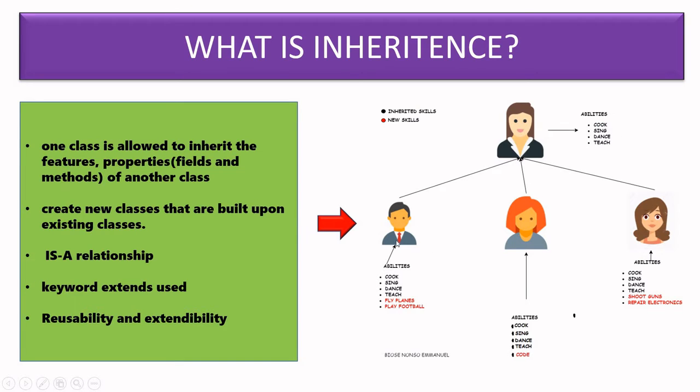Along with that, they also have some specific traits. Children number 1 is inheriting the property of his mother, and he also has some specific traits. Children number 2 is also inheriting the property of her mother, and she also has some specific property. Children number 3 is also inheriting the property of her mother, and she also has the ability of shooting guns and repairing electronics. So this is the way inheritance is practically implemented in our application and in your programs also. I hope you understand the role of inheritance here.